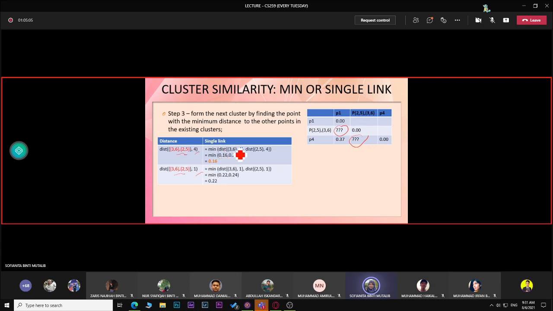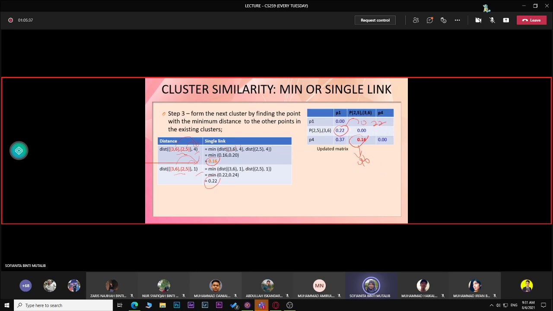So how do you get this? 3, 6, and 4. 2, 5, and 4 distance. So we compare between 3, 6, and 1, and 2, 5, and cluster 1. And again, we are using mean. So that's why here you get 0.16, and this one will be 0.2. So here you will replace with 0.16, and this one will be replaced to 0.22.